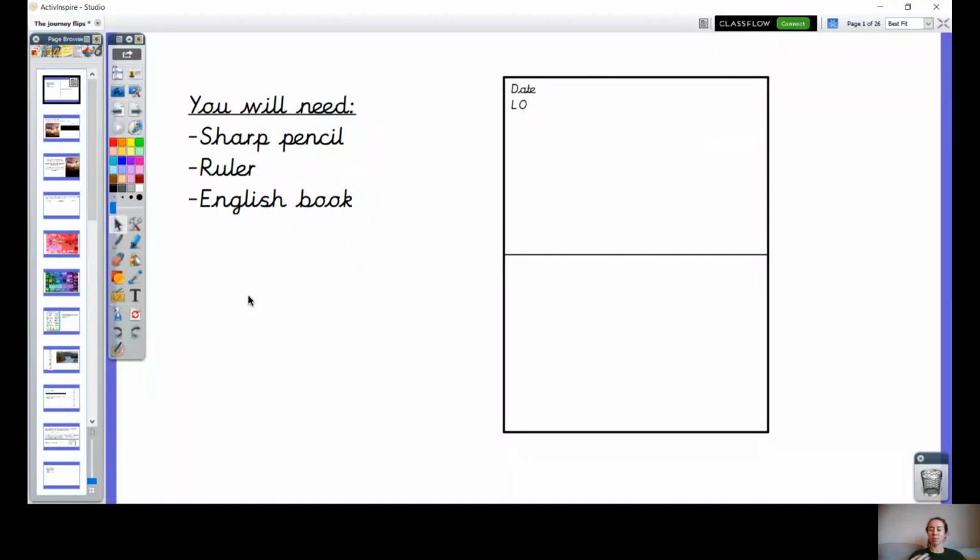Well, good morning, Year 3. This is your first English lesson of Term 4. Let's check you've got what you need for today. So you need a sharp pencil, a ruler, and your English book.